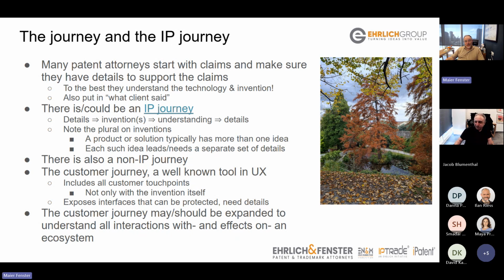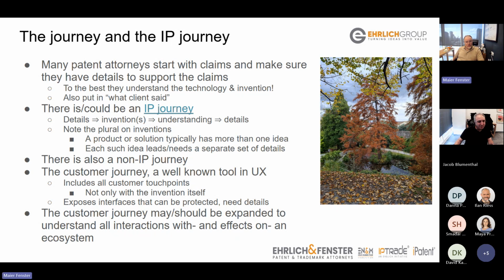But you could have an IP journey. You get details. You identify inventions. You understand better. Now that you understand better, you understand which details you're missing. So you ask for them. And this can go on a few times. So that's the IP journey. And if you do it right or wrong, depending on how you believe patents should be written, these details can lead you on this journey.